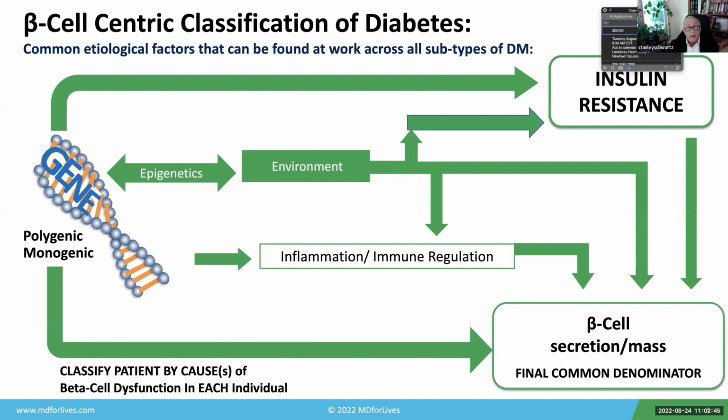So in my article, we suggested that all diabetes should be discussed in terms of a beta cell centric approach. And it's due to 4 basic pathophysiological mechanisms: genes, environment, inflammation, and insulin resistance.